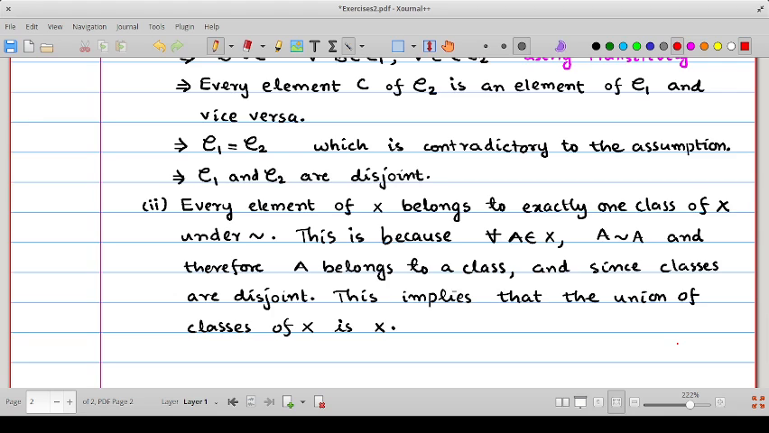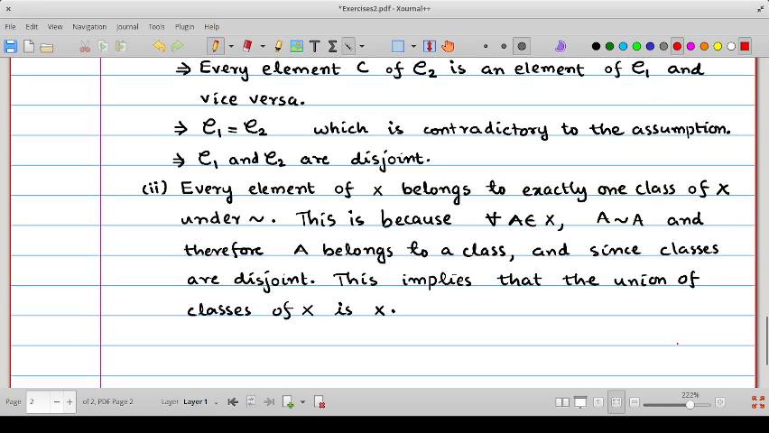Now, the second property that these equivalence classes have is that every element of X belongs to exactly one class of X under this equivalence relation. And this is because of the following. For every element A of the set X, the relation is reflexive and therefore A is related to itself. And therefore it belongs to at least one class, the class that involves that particular element.